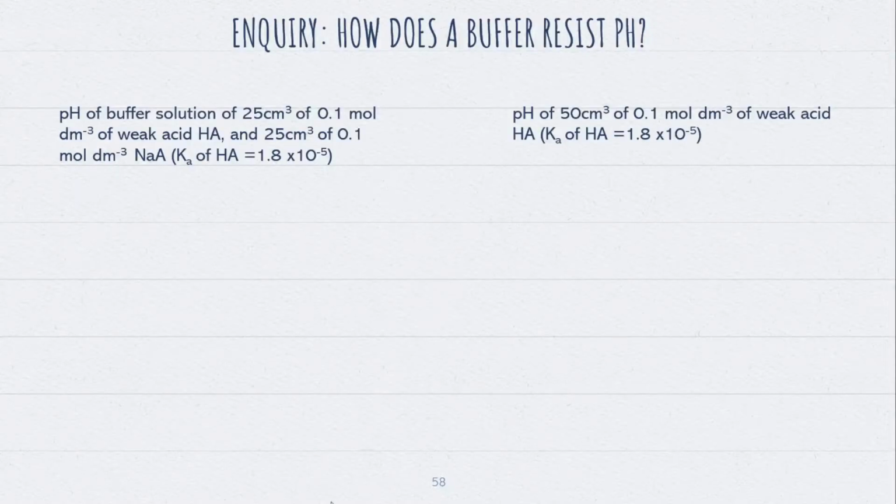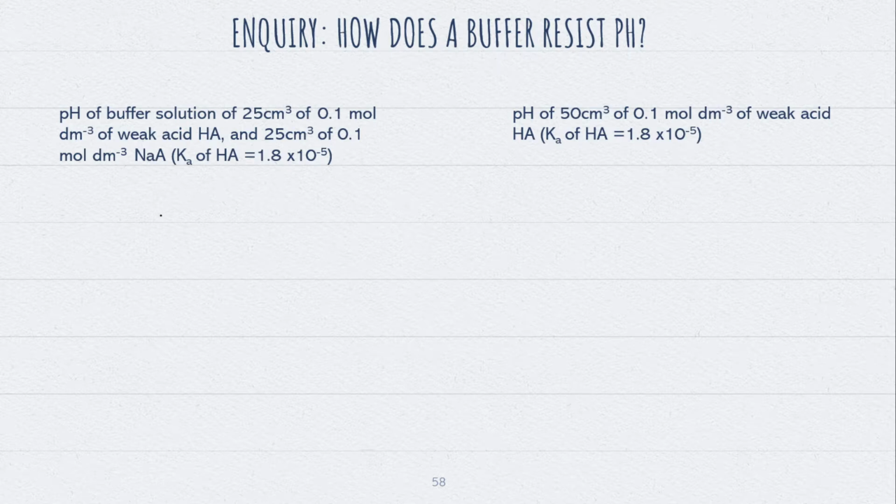Hi guys, so in this video we'll have an inquiry section on how a buffer actually resists pH. Here we'll be using a mathematical way of visualizing how a buffer works, because in the previous video we have been doing the language way of solving it. So here let's see, we now have two different solutions, one being a buffer solution and one being just a weak acid solution. So let's try to calculate, as a practice, the pH of each respective solution first.